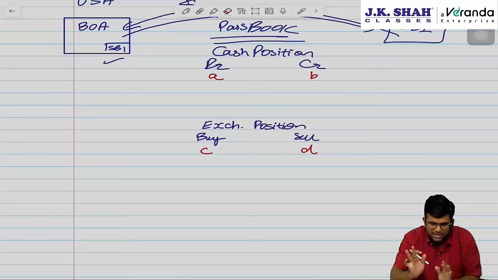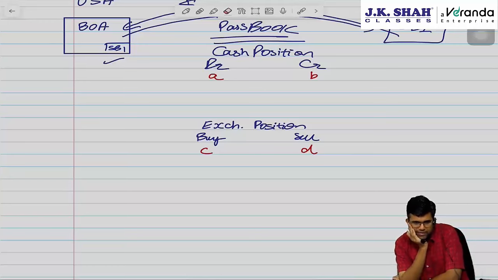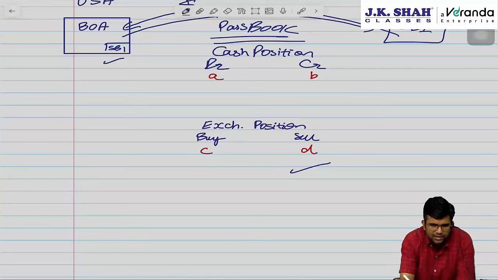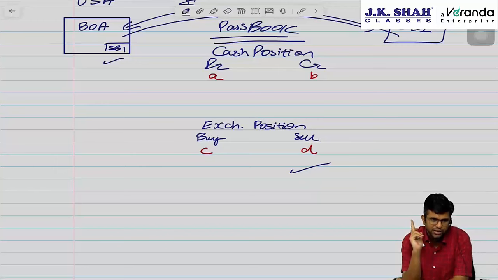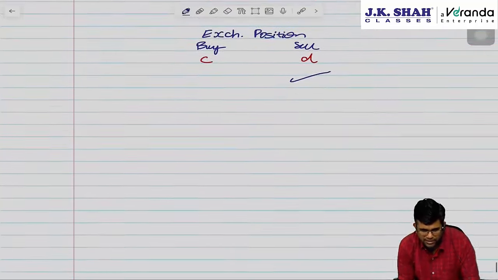Okay, so you are cancelling. Tell me where will you show it? A, B, C, D. It is D. Everybody clear? You will show it in D. Why will you show it in D? Because when you entered into the forward purchase contract, you must have shown it in C. I hope you are understanding. You are now cancelling it off. Everyone following? So I will show it in sell.